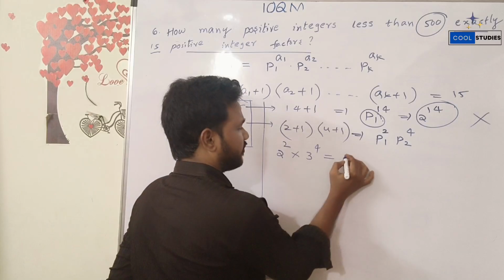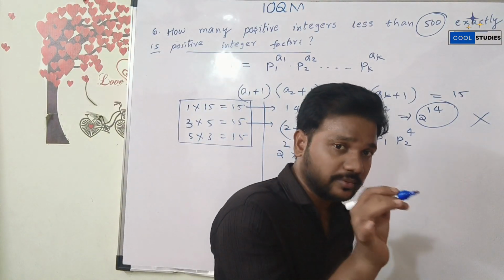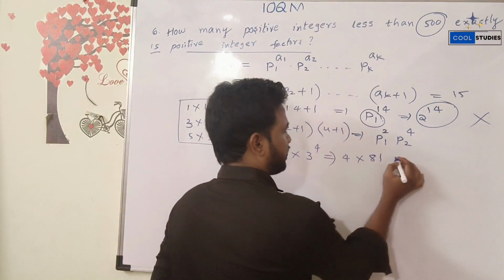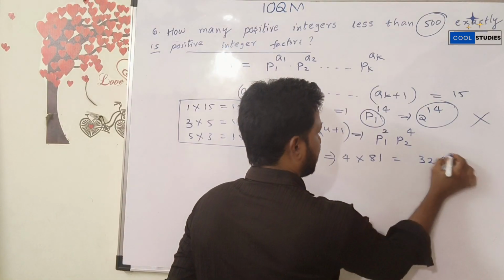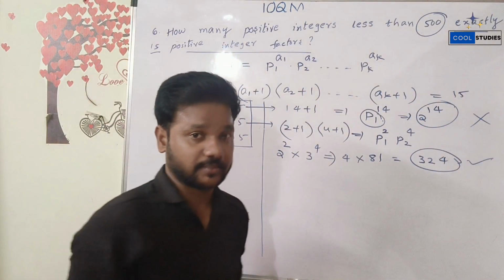So what do we get? 4 into 3 power 4. 3 into 3 into 3 into 3 is 81. If you multiply this value, 4 ones are 4, 4 eights are 32, so we get 324. It is less than 500, so we can consider that.